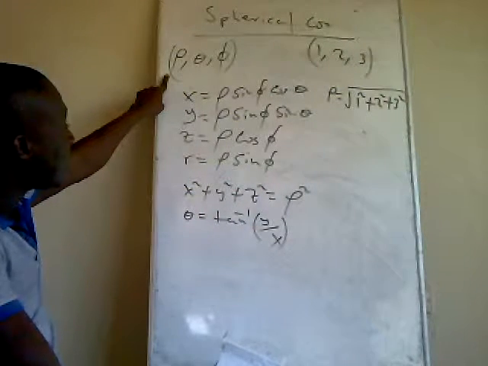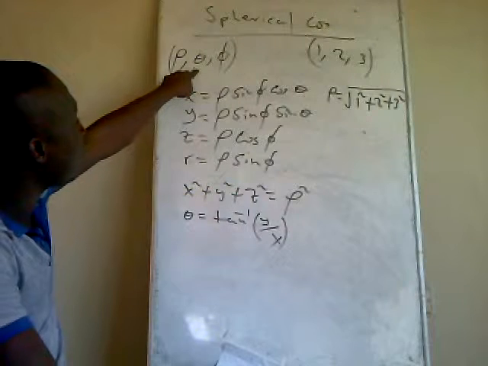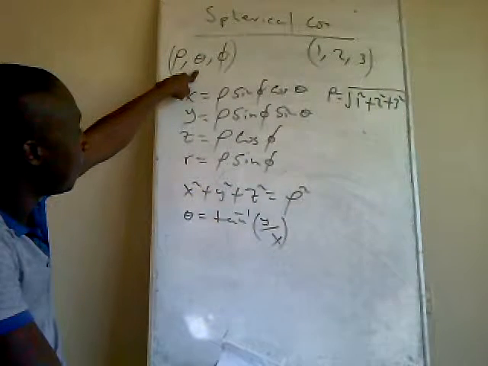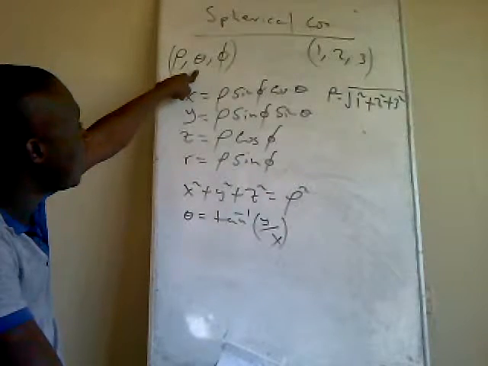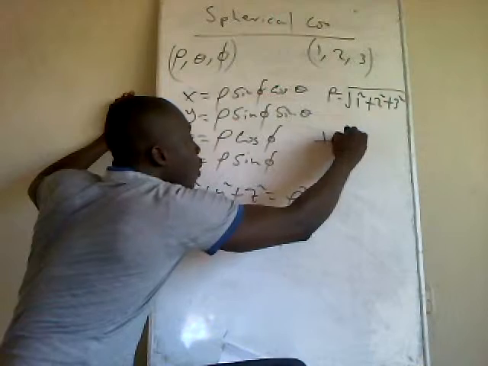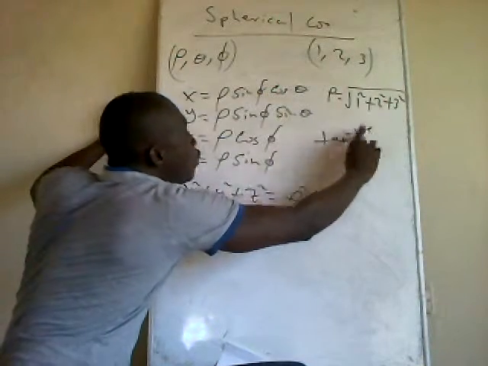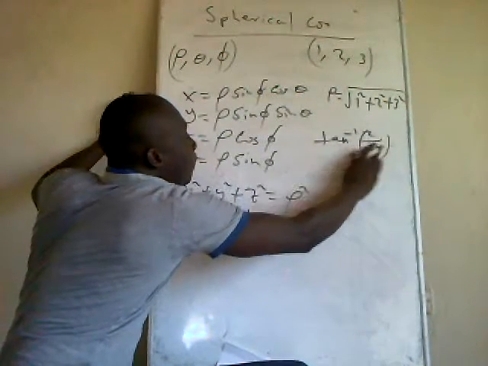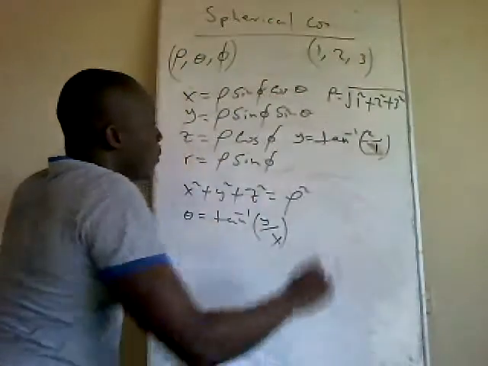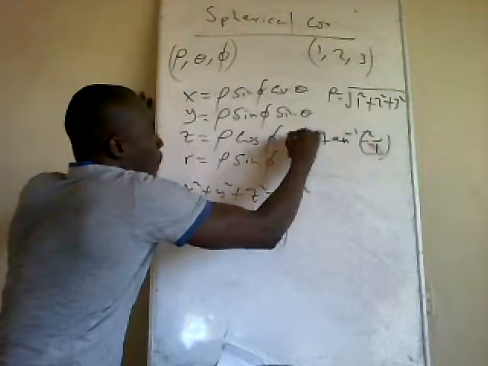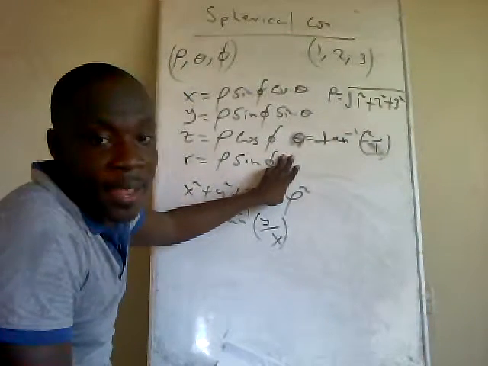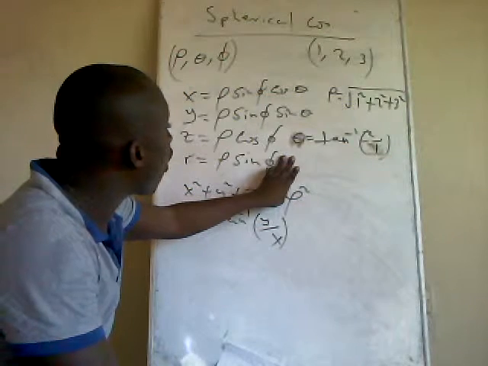Okay, next, I can talk of theta, where theta is equal to tan inverse of y, which is 2, over 1. So theta will be given by that, right? Tan inverse of y over x, right?